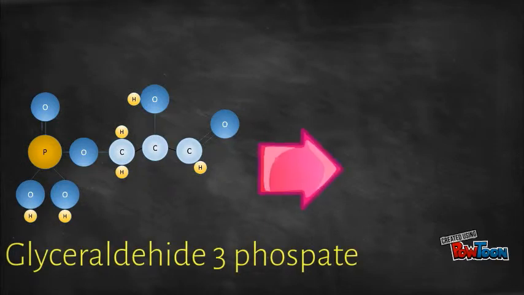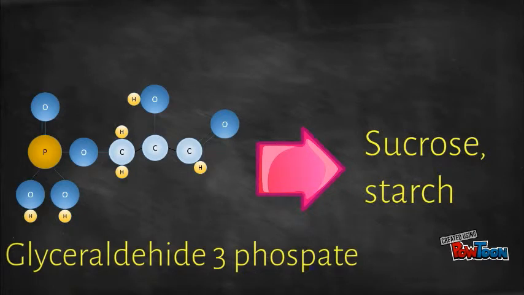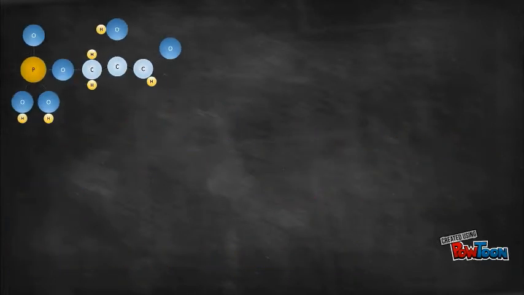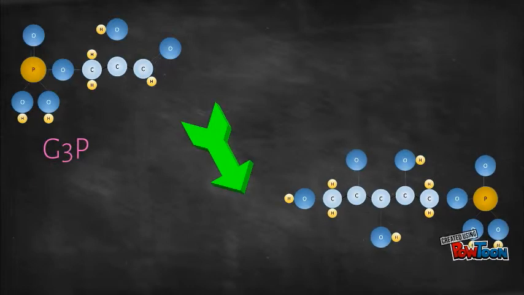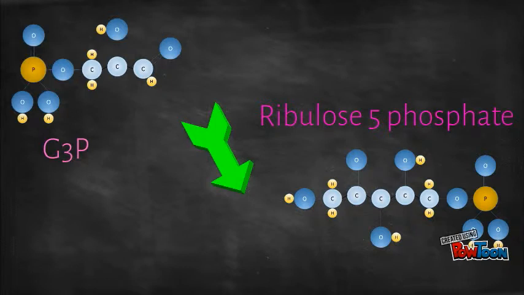At the end, six 3-carbon compounds of glyceraldehyde 3-phosphate are produced as the first stable carbohydrate of photosynthesis. Out of the 6, 1 drives the formation of glucose, while the other 5 G3P molecules contribute to the regeneration of ribulose 5-phosphate.